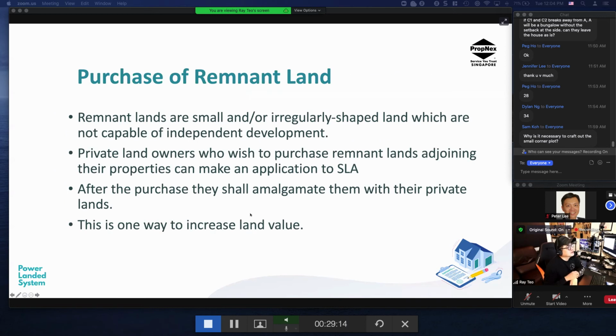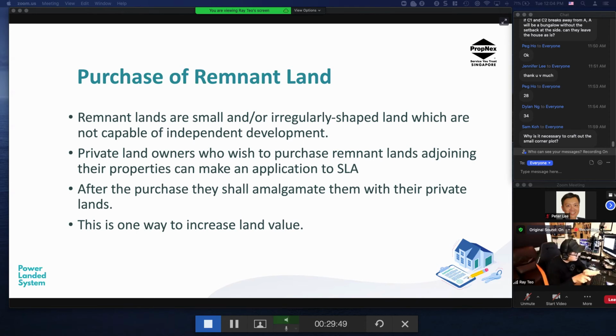Okay, purchase of remnant lands. How do you purchase remnant lands? If you want to add value to your customers, I always like to present for corner units. Corner unit owners love me because at least one side, they are not adjacent to anyone, either one plot of government land or so on. Sometimes they are very fortunate to have government land next to them. We call those remnant lands.